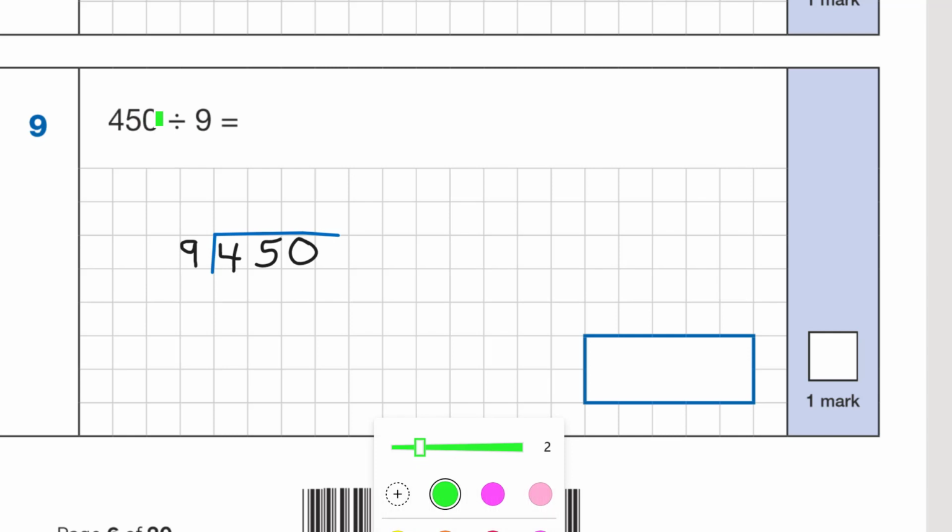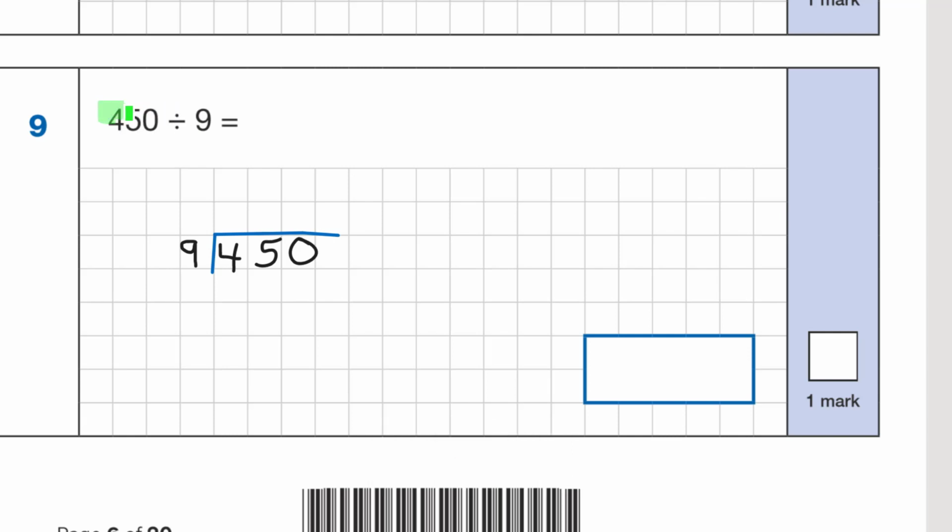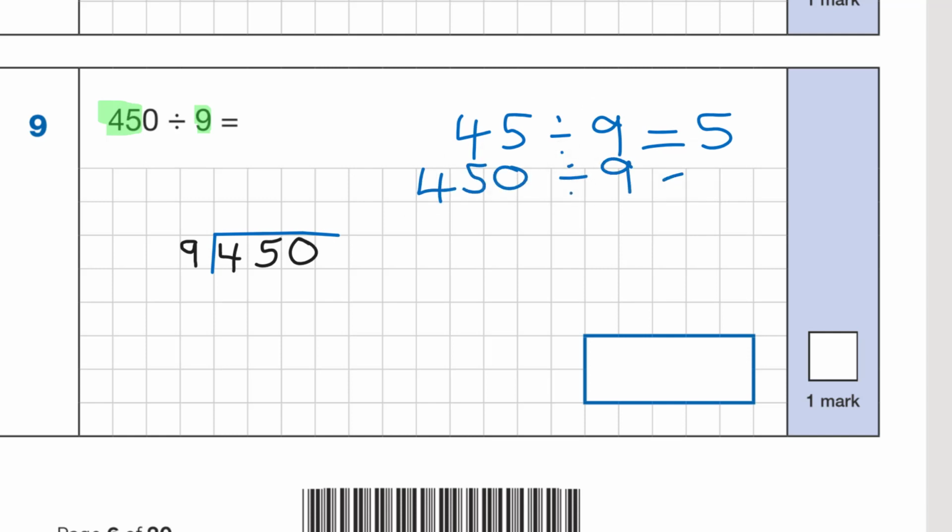So what I'd be looking for in this number is, I can see a 45 here and a 9. So I would be using my understanding that 45 divided by 9 is 5. So 450 divided by 9, as my dividend, 450 is 10 times bigger than 45. I know my answer is going to be 10 times bigger. Okay, can you see that pattern?